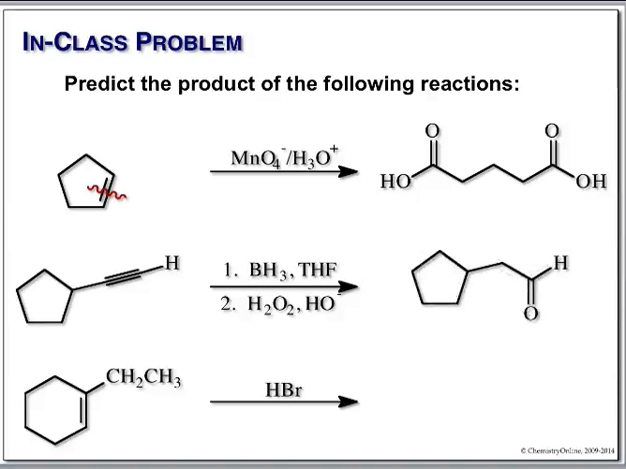How simple can you get? HBr, that's Markovnikov addition. We have an alkene with a secondary and a tertiary carbon. And we will form the carbocation on the tertiary carbon. Bromide anion will add, and we will make this as our product.